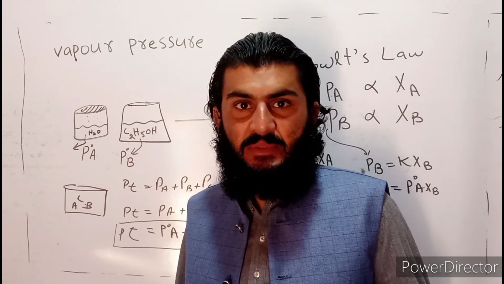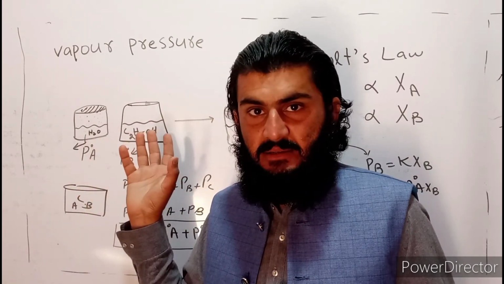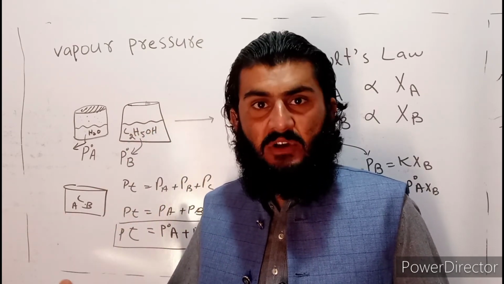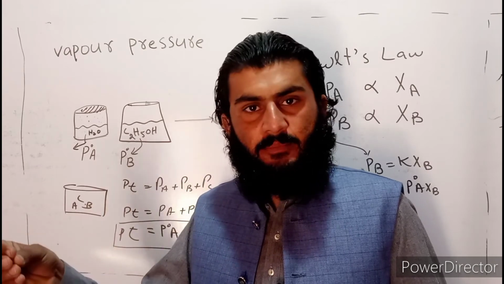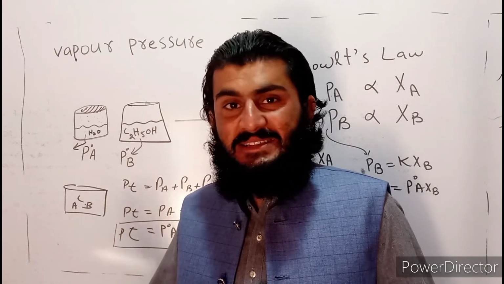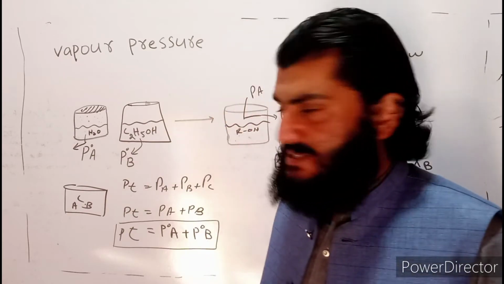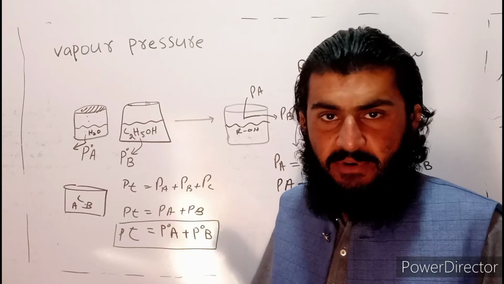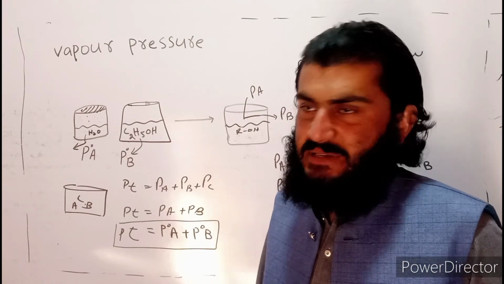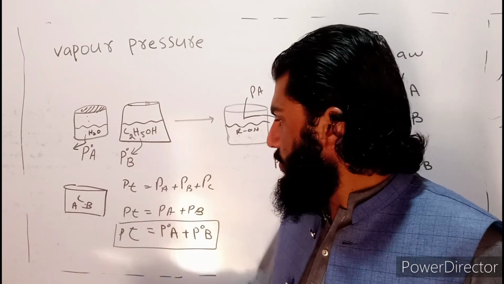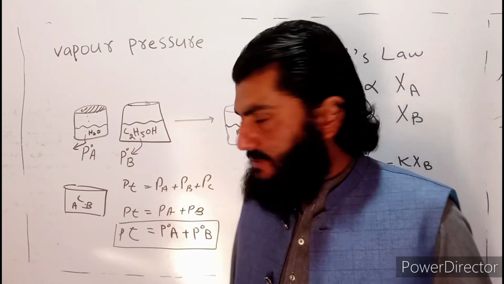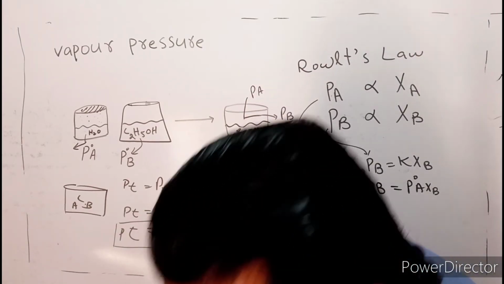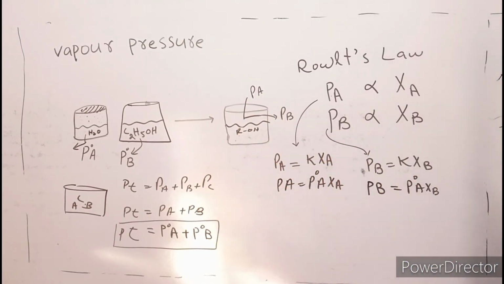Non-volatile means solid. Clear? Here both are volatile, but later we will discuss lowering of vapor pressure, depression of melting point, or elevation of boiling point. Inshallah, we will discuss these with the passage of time, but in this case we study liquid in liquid, a volatile in volatile mixture. Clear? Now you can write it and learn. Take a screenshot and I will give you a numerical question.